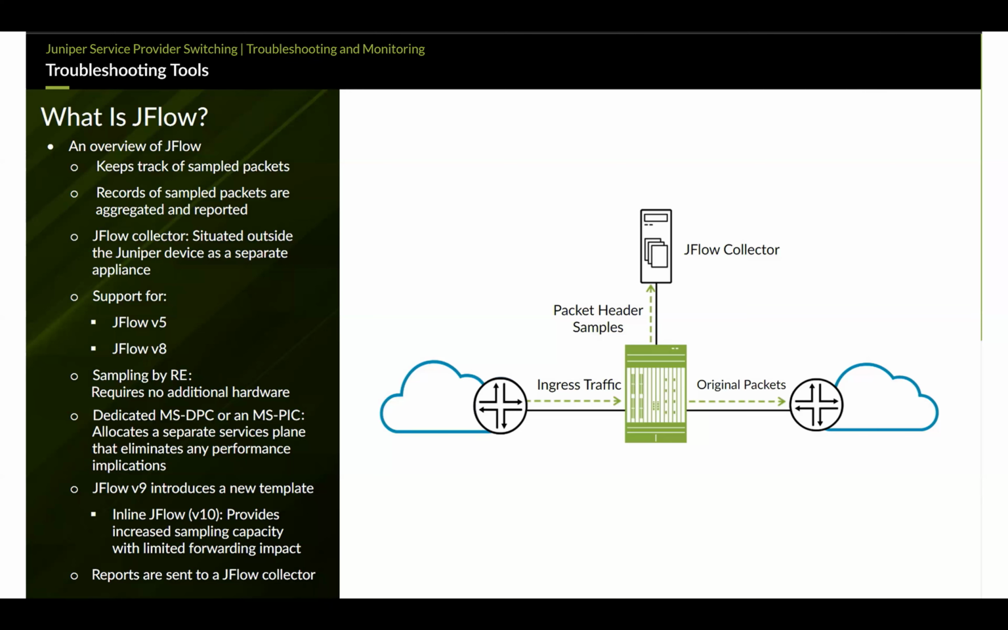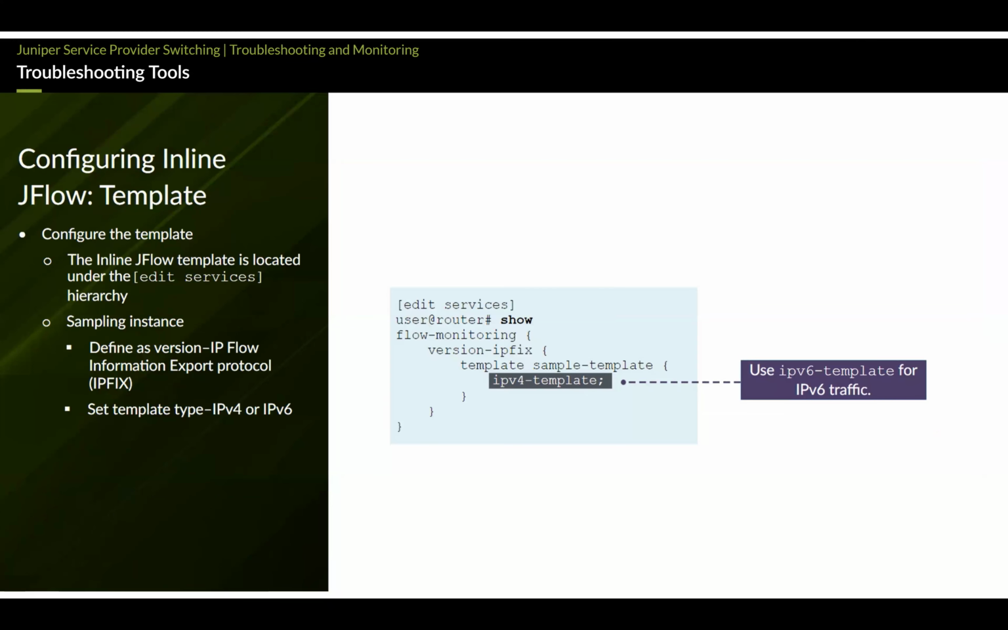Besides JFlow version 5, you can use IPFIX, NetFlow, or sFlow. So you have multiple options for this. There is IPFIX, the IP Flow Information Export protocol. Set the template type IPv4, IPv6, and so on. This is the sample configuration of IPFIX.